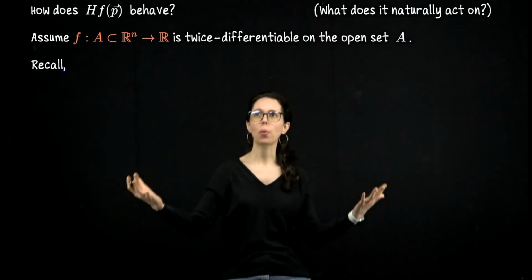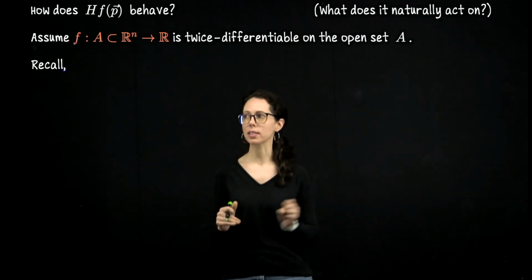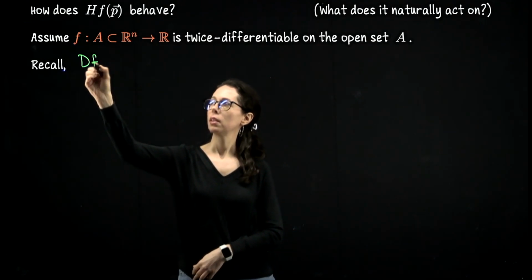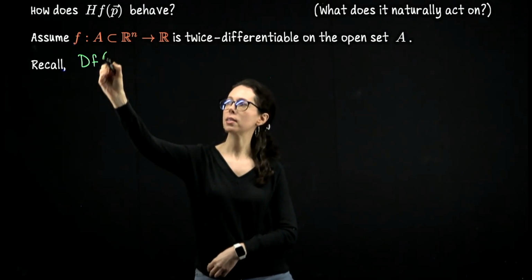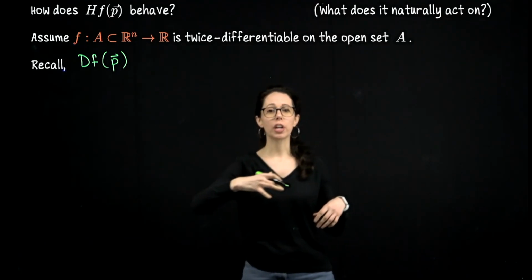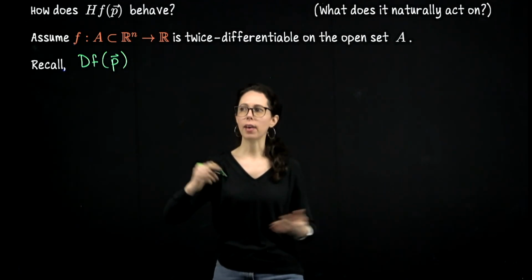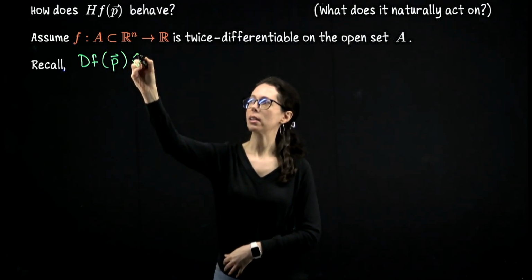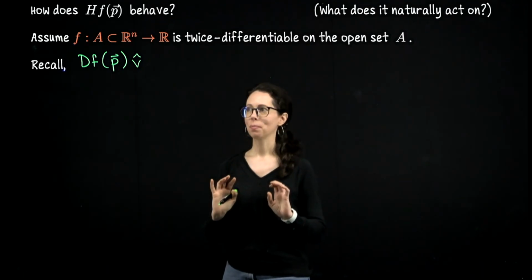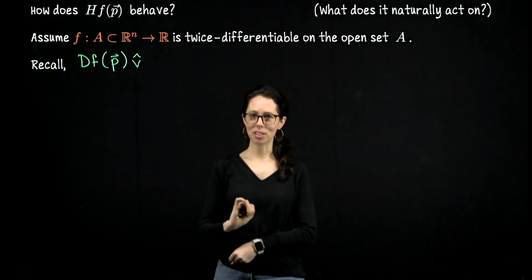So assume f is twice differentiable on the open set A. It's a map from A to R, it's scalar valued. If I take the Jacobian of f evaluated at some point P in A, that's a linear transformation. It acts on something. Let me say it's going to act on a unit vector, which I will call v hat. So in this demonstration, anytime I write hat, it's a unit vector. This is a linear transformation acting on this vector.